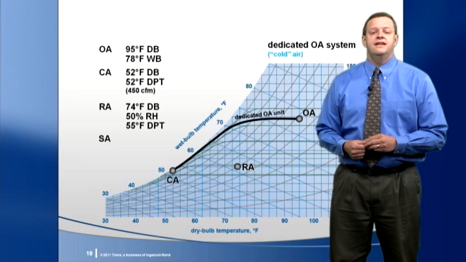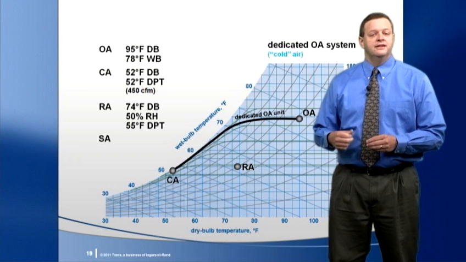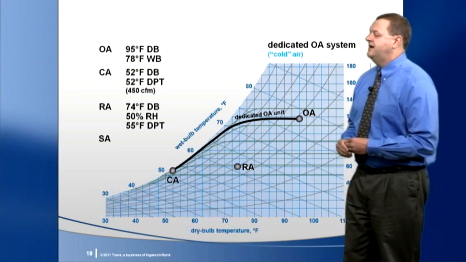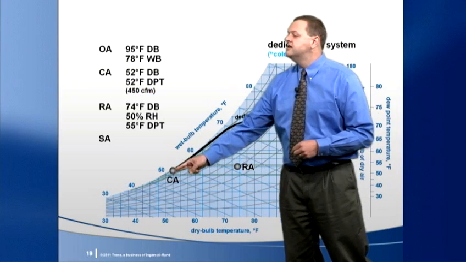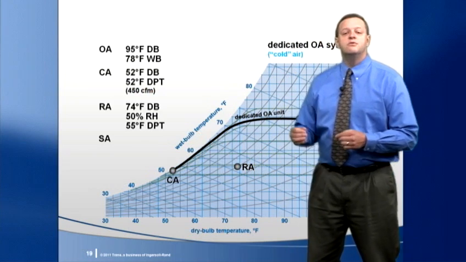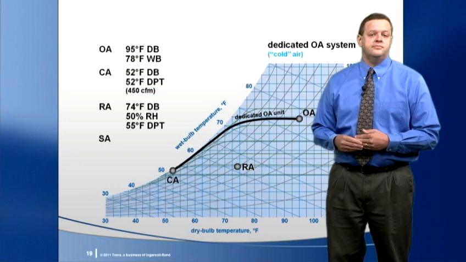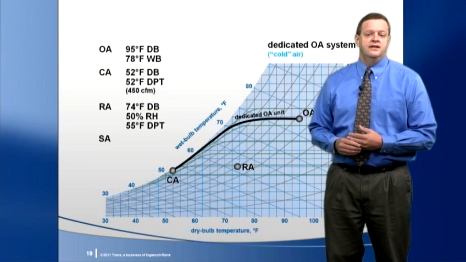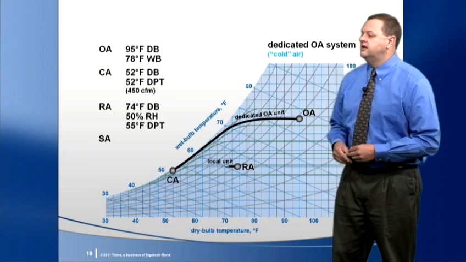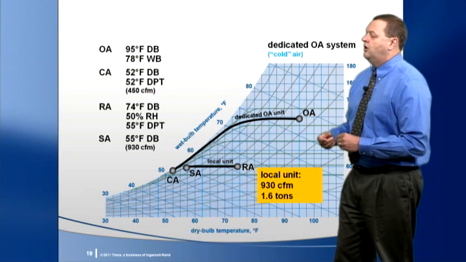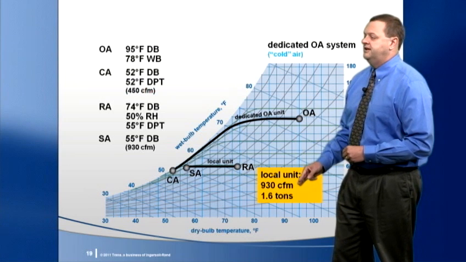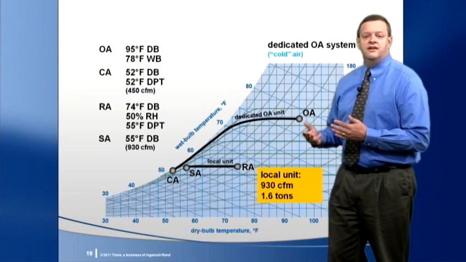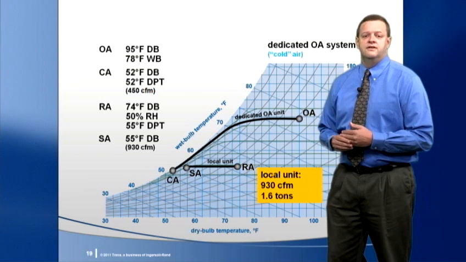The alternative is for the dedicated unit to dehumidify the outdoor air, but then deliver it at a cold temperature, that is, not reheated. Using the same example classroom, if this 52-degree air is delivered directly to the space, it removes part of the space sensible cooling load. This means that the local unit can be sized for less airflow and less cooling capacity than in a neutral air system. In our example, the local unit now only needs to cool 930 CFM of recirculated air with a capacity of 1.6 tons. This is compared to 1,380 CFM and 2.4 tons for the neutral air system.